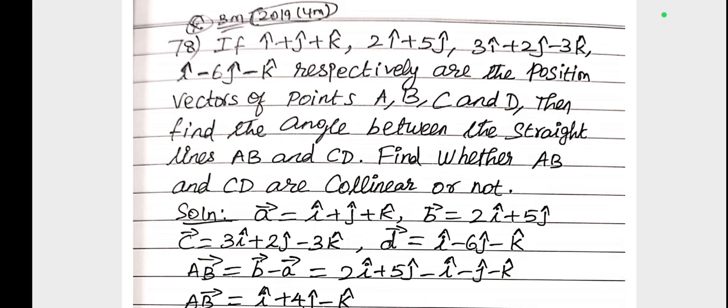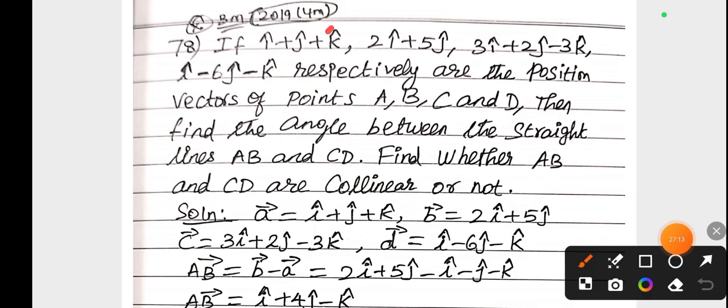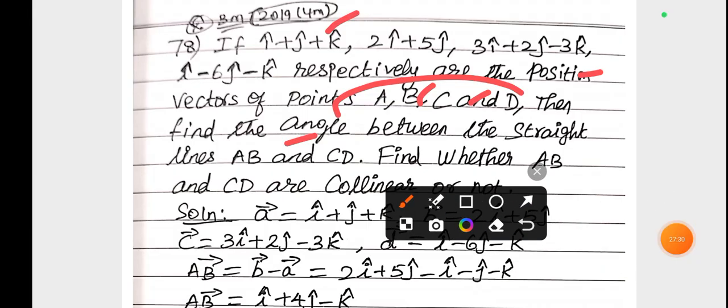Children, a 3 mark question, the 78th question, they asked in 2019. Position vectors of A, B, C, D are given. Then, find the angle between the straight lines AB and CD, and find whether AB and CD are collinear or not. Clear, check, children, it's easy only.